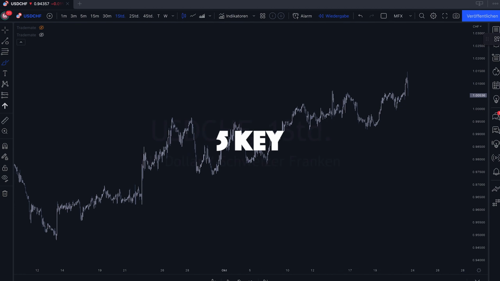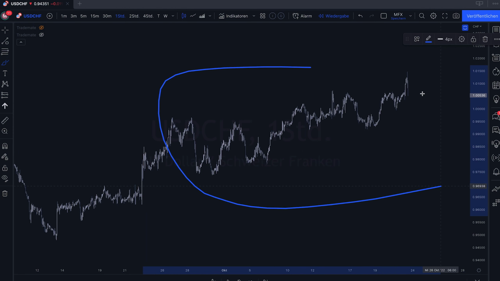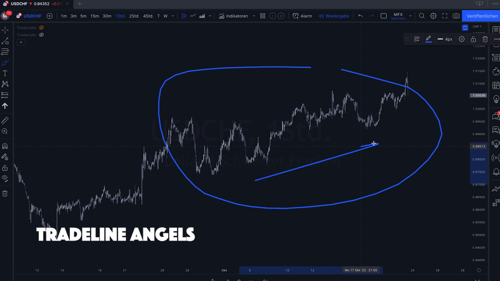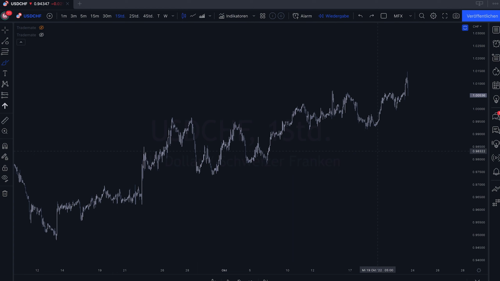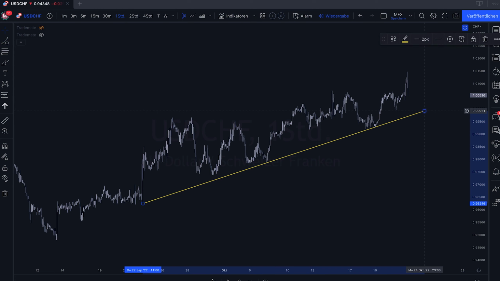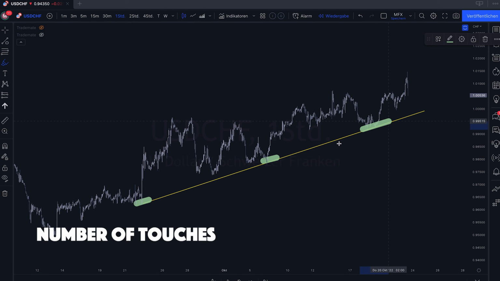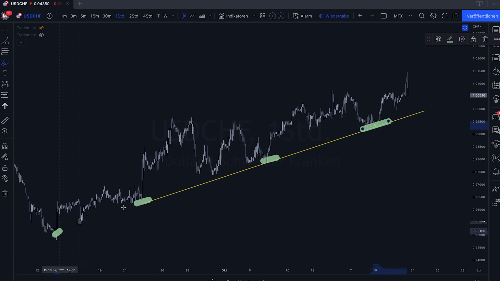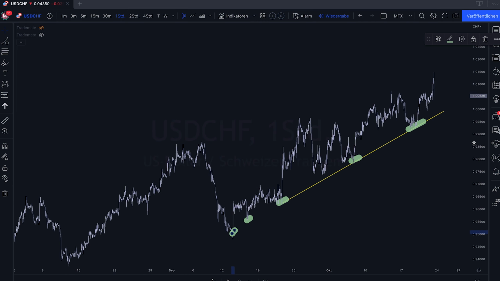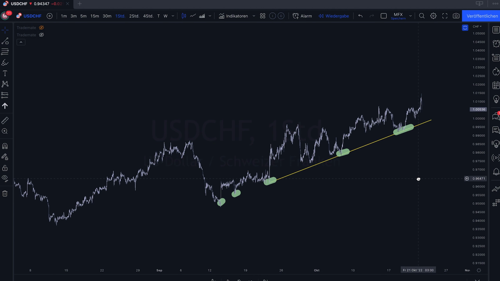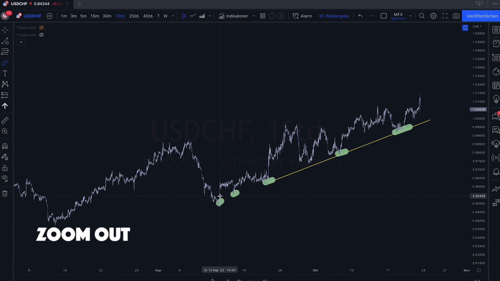So there are 5 key things you always have to look out for, alright? Now, the first thing is: is there even a trend? The second thing is trend line angles. The perfect trend line angle is about 45 degrees, guys. More than 45 degrees means the price is rising too quickly, alright? Number 3 is the number of touches. The more swing points that the trend line goes through, the stronger the trend line is, because it becomes more recognizable to more traders.